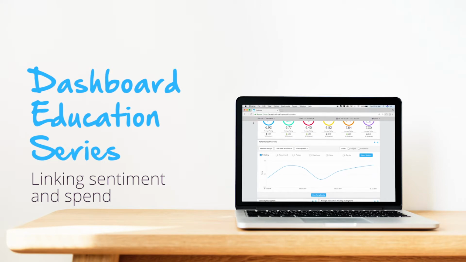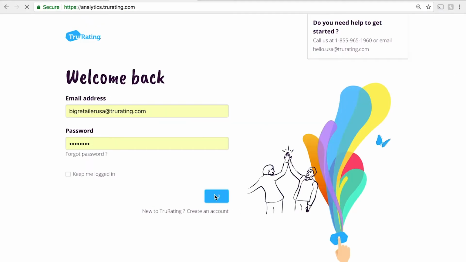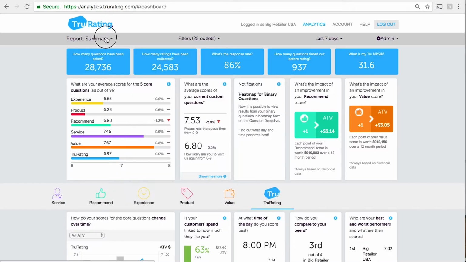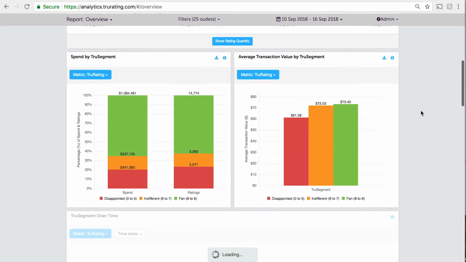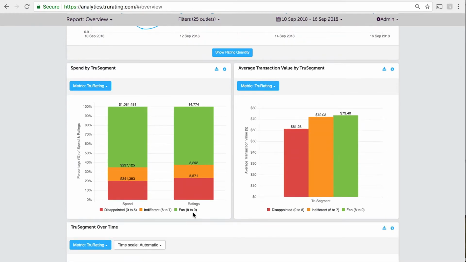Today, we're going to talk about one of TruRating's most unique benefits, linking a customer sentiment to how much they spent. To start, simply log into your dashboard, go to the overview section, and scroll down until you see the spend by True segment and ATV by True segment windows.